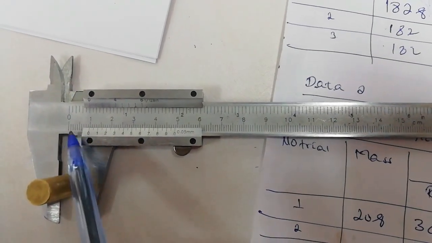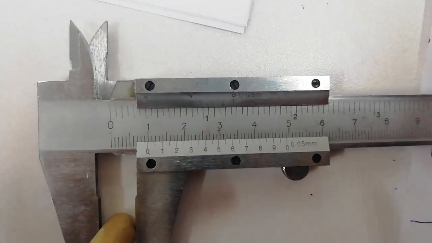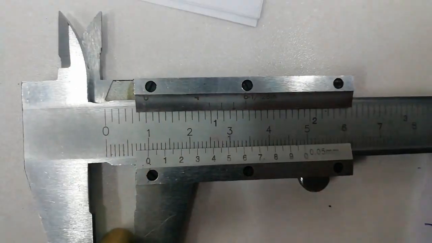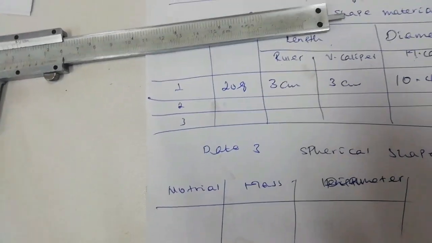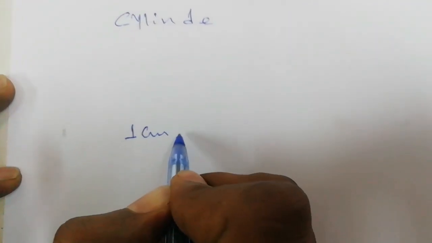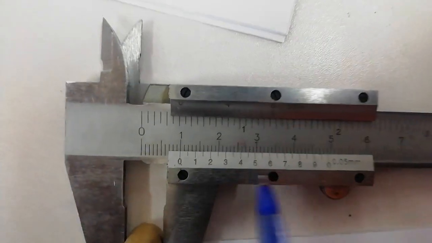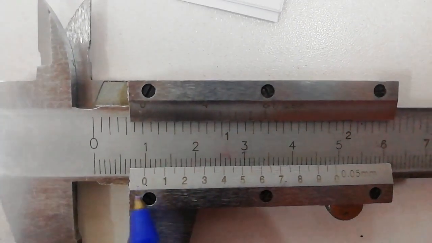This is 0. It comes until between 1 and 1.1, so you can take that. Centimeter plus, this is the main scale reading. Then let us find the number on the vernier scale that overlaps with the main scale.